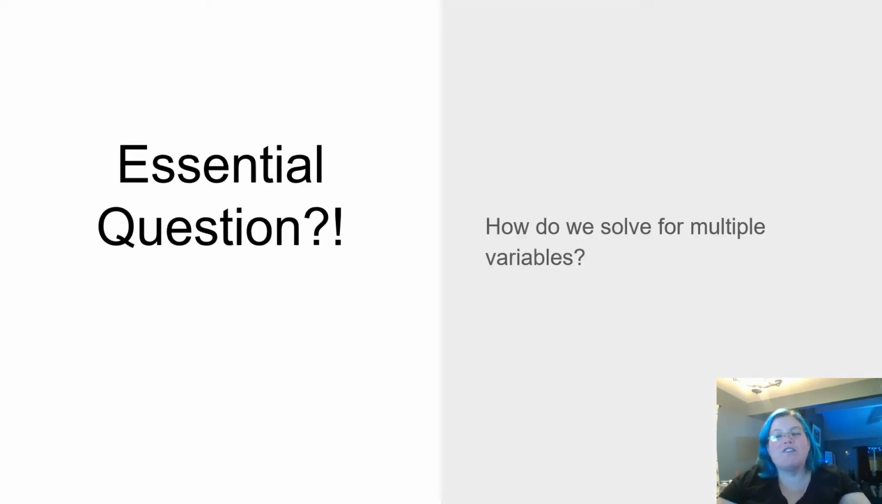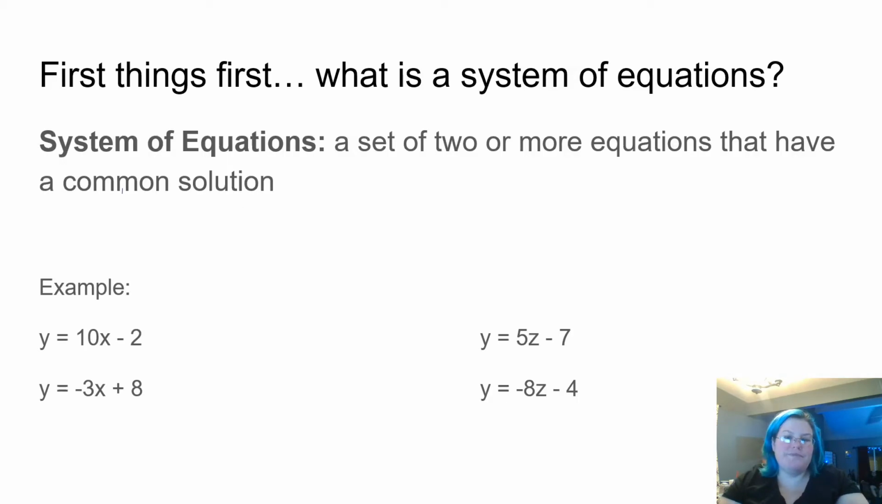And that leads us to our essential question. How do we solve for multiple variables? What do we do when our equation has an x and a y? So the first thing we need to understand is what exactly is a system of equations. A system of equations is a set of two or more equations that have a common solution.